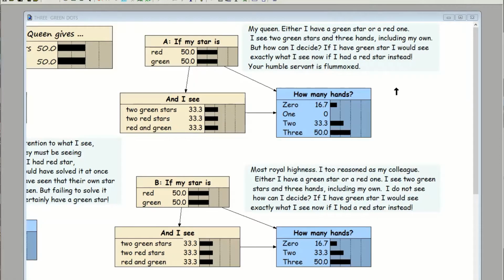I think it's worth going into some of the details of how this little causal network works for the little puzzle that I just did, the 3 green stars. So the situation that they represent is this. First, the unknown here is what star he has. It's either a red star or a green star. He has no way of knowing what the queen is going to put.